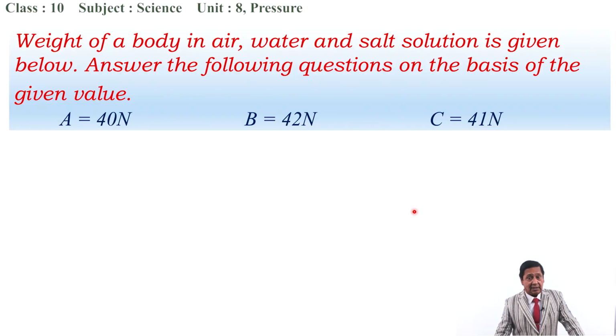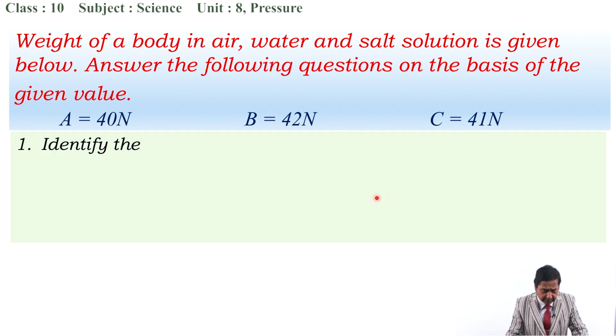Okay, let's have a question. The weight of a body in air, water and salt solution is given below, but not in order. Don't think that it is given in order. Weight in air is not 40, weight in water is not 42, and salt solution is not 41 Newton. It is not in order. The weight of the body in air, water and salt solution is given below. Answer the following questions on the basis of the given values.